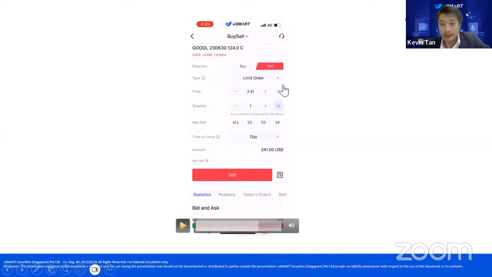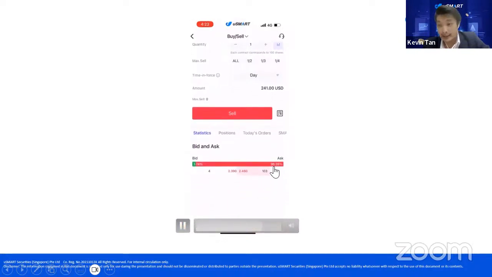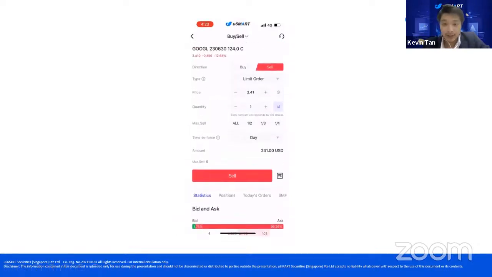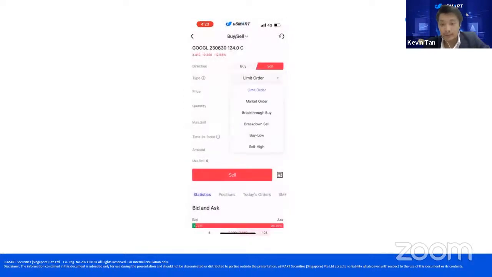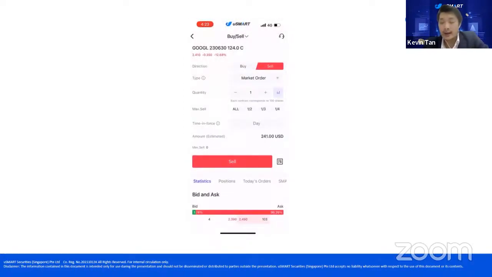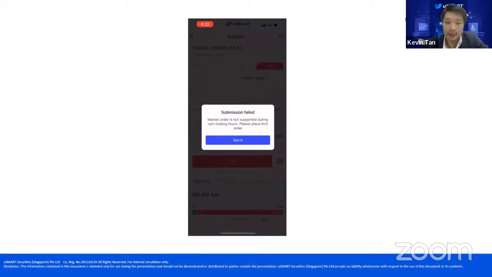And if you like to be on the sell side, you can just click on the sell tab here. Similarly, we have the bid and ask right over here. So you can get a sense of what is the price that this order may actually get filled. And if you're happy, you can click on sell as well and click on confirm. And if let's say the transaction goes through, you will have successfully sold your call option on this Alphabet shares.